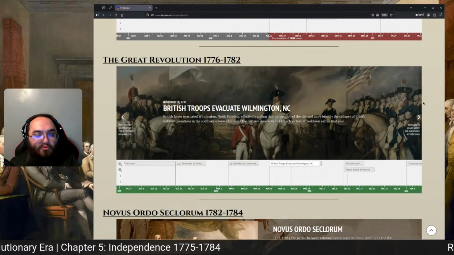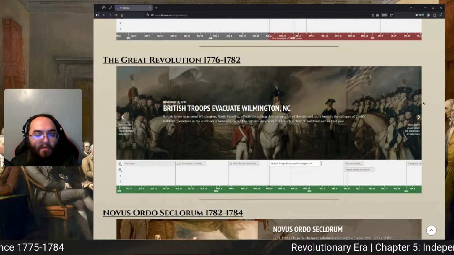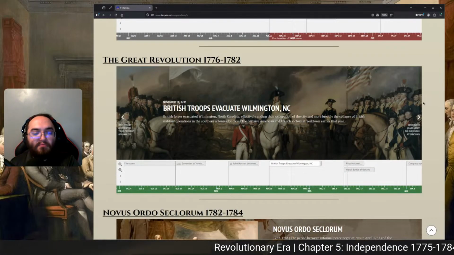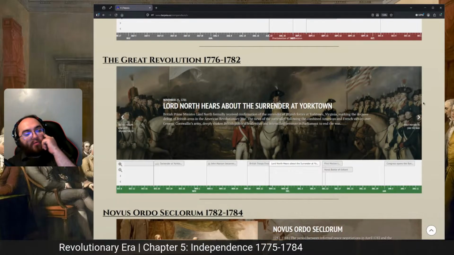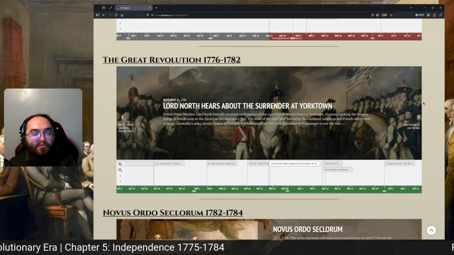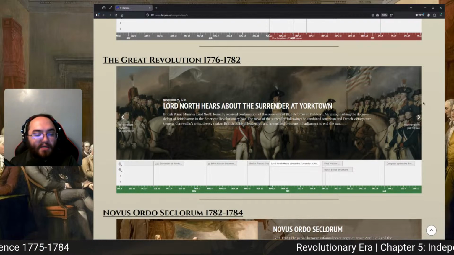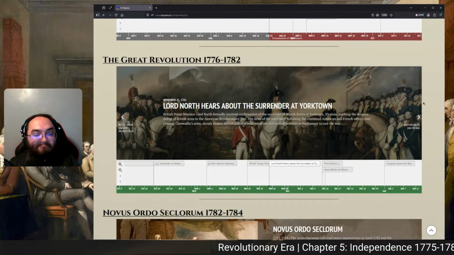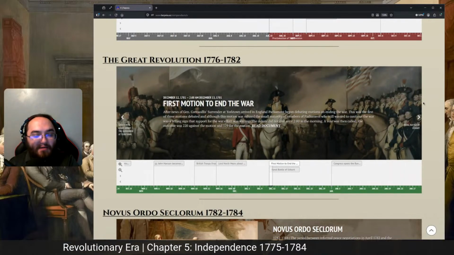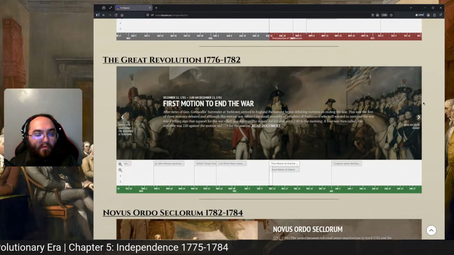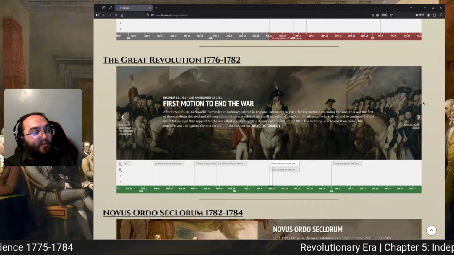The troops will evacuate Wilmington, North Carolina. So after the Battle of Yorktown, the British are now leaving the South. Lord North hears about the surrender at Yorktown on November 25th, 1781. That's when news arrived, and he will resign because of this. You have the first motion to end the war. So this is a motion in Parliament to end the war.